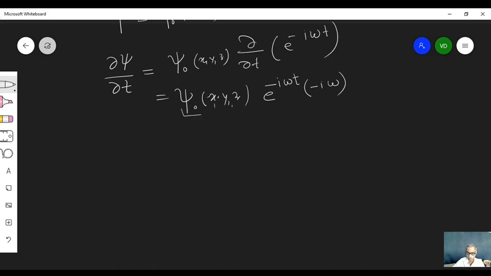Now this value we already know, it is the same as the psi function, and therefore we can write this as minus i omega psi, where psi is now a function of x, y, z and t, and psi 0 is a function of x, y, z. Remember. Now what is omega? We have it from Planck's equation.